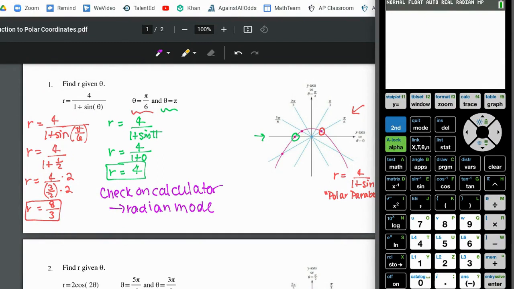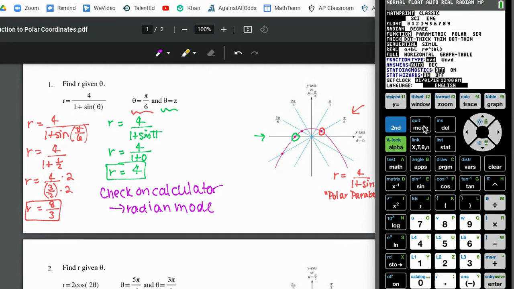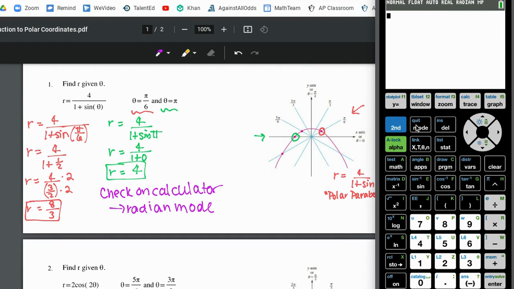All right, so now we're going to check to make sure we have the correct answers using our calculator. So first thing I'm going to do is make sure that I am in radian mode, so make sure that the word radian is highlighted. And then I'm just going to quit out of that and go to the main screen. So I'm going to hit alpha and then y equals, and that allows me to type in a numerator and denominator. So I'm just going to make my expression look exactly like 4 over 1 plus sine of theta, and then the first angle we're going to check is pi over 6.